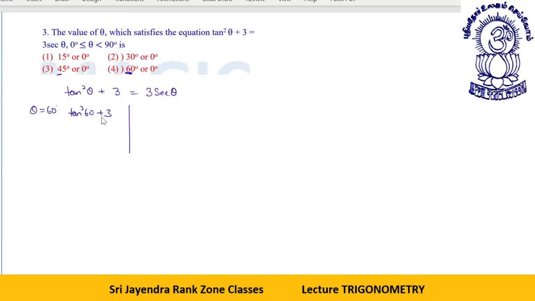Tan square 60 plus 3. This is root 3 square plus 3, that is 6. This is 3 times sec 60. Sec 60 is what? Sec 60 is the reciprocal of cos 60. Cos 60 is half, so sec 60 is 2. 3 times 2 is 6. So it satisfies. Therefore, theta is equal to 60 degrees satisfies the condition. Clear to all of you? Next one.